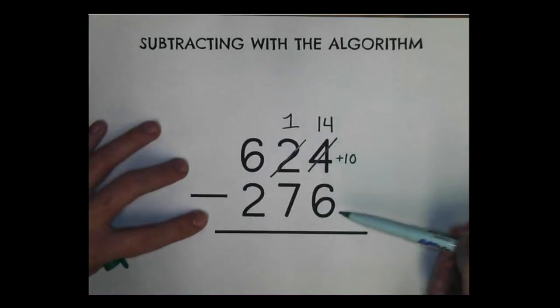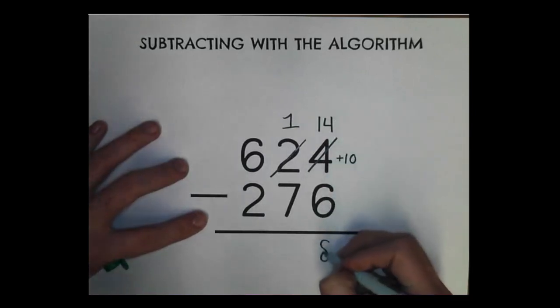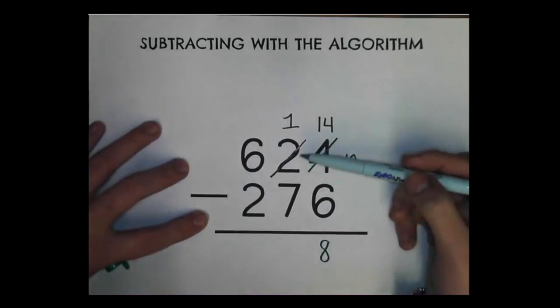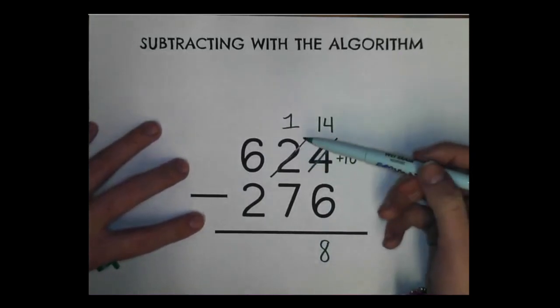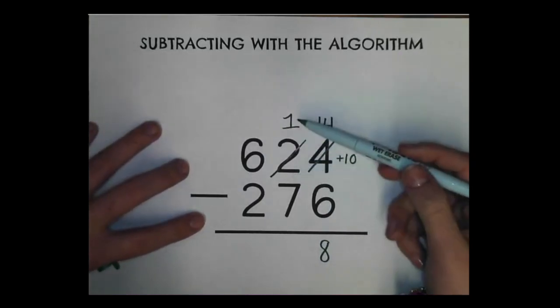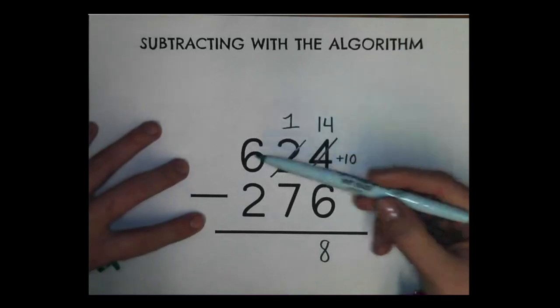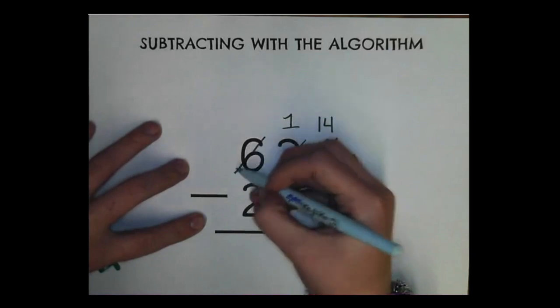Now I'm going to move over to my 10s place. I can't take 7 away from 1 because I don't have enough to take away. So what I'm going to do is go over to my 100s. I'm going to take one of my 100s away. So now I have 5 groups of 100s left over.